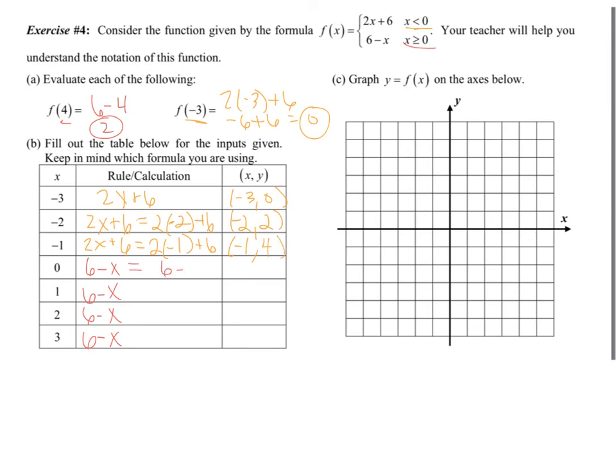The other ones, we're just going to plug x in. So when x is 0, y is 6. When x is 1, y is 5. When x is 2, y is 4. And when x is 3, y is 3. So we're going to plot these points. Negative 3, 0. Negative 2, 2. And negative 1, 4. But then we have 0, 6, 1, 5, 2, 4, 3, 3. What we have done here is we have created a nonlinear function.